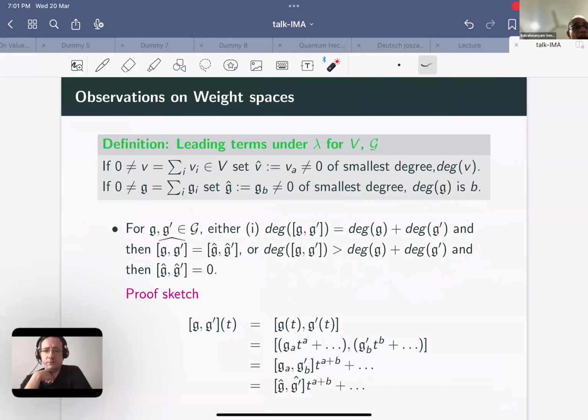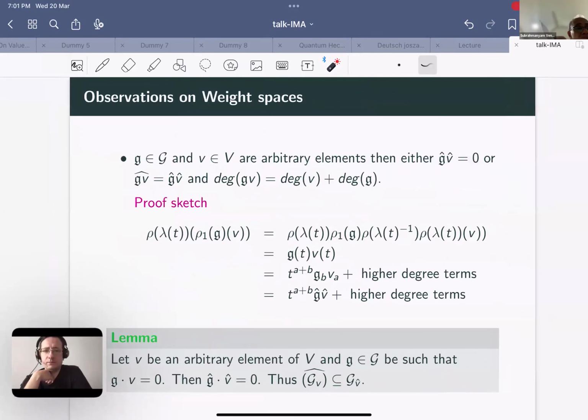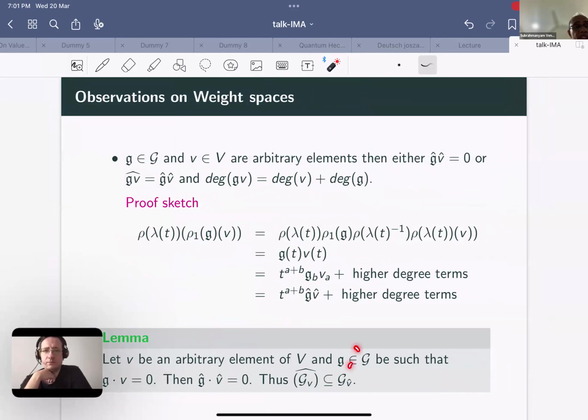So therefore, if I look now at this, what we are actually saying is, suppose I give you an element G and I give you a vector V, and suppose I already tell you that G dot V is 0, then this tells me that G hat applied to V hat must be actually 0. So if I look at the stabilizer of V hat, it must contain all these G hats, which kill it. Every G which kills the vector V, if I look at their leading terms, all those leading terms must stabilize V hat.